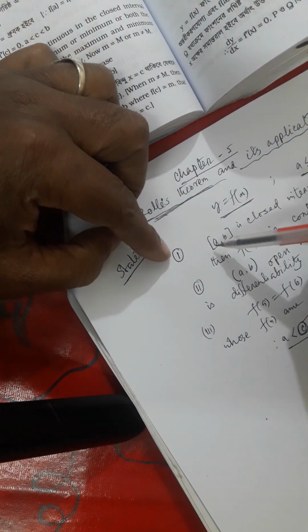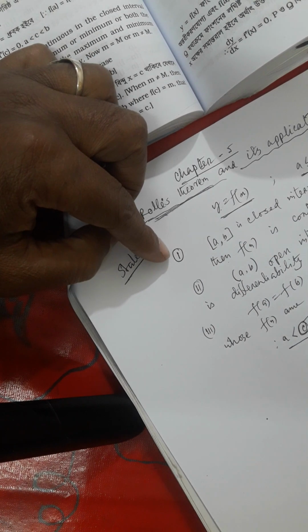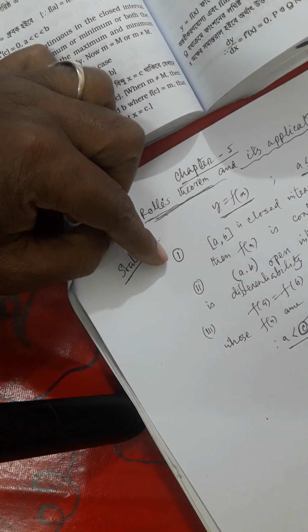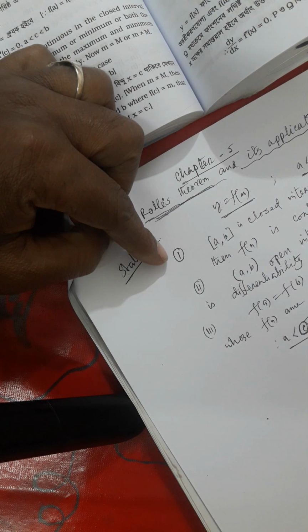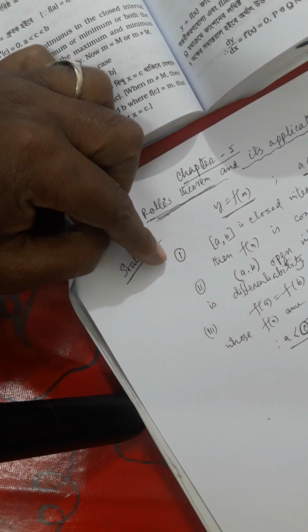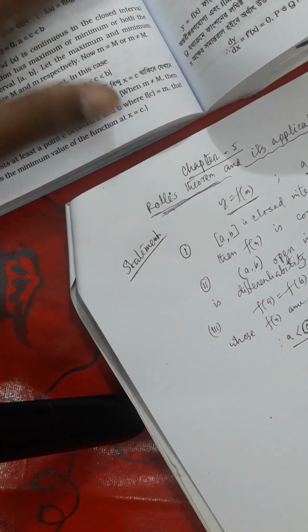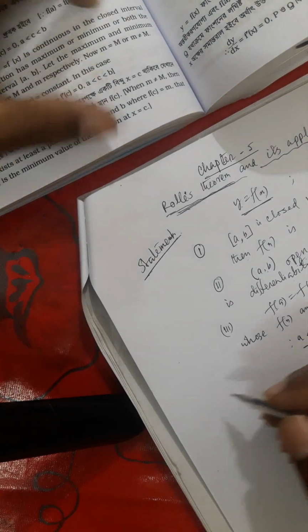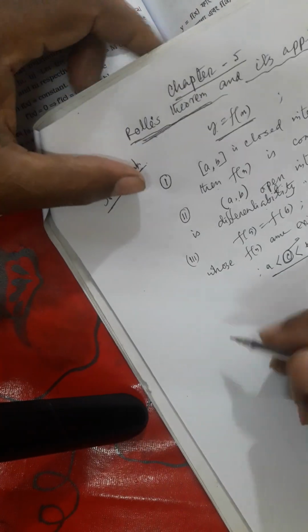Again reply that a to b is a closed interval, then f of x is continuity. a b is open interval, then f of x is differentiability, and f of a equal to f of b, then f of x function exists when f prime c equal to 0, then c belongs to a to b, right? Okay. And next we have to solve this proof.